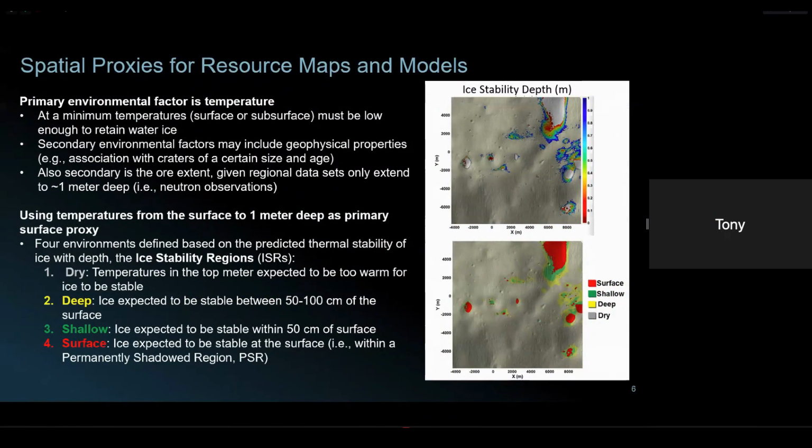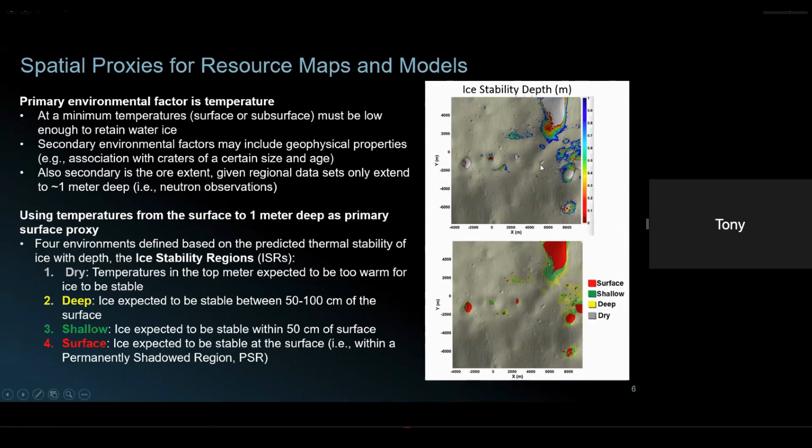Dan mentioned this, so I won't spend too long on this. The correlation is important. And one thing we think important to correlate to is temperature. So we're trying to make our measurements in a systematic way such that we can correlate them with some kind of spatial proxy that we can measure from orbit. So for example, temperature at the surface, but also ice stability, temperature at depth.